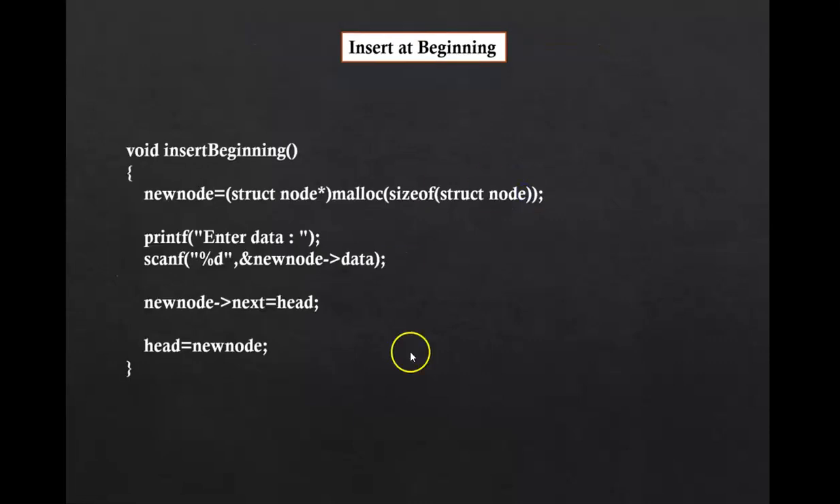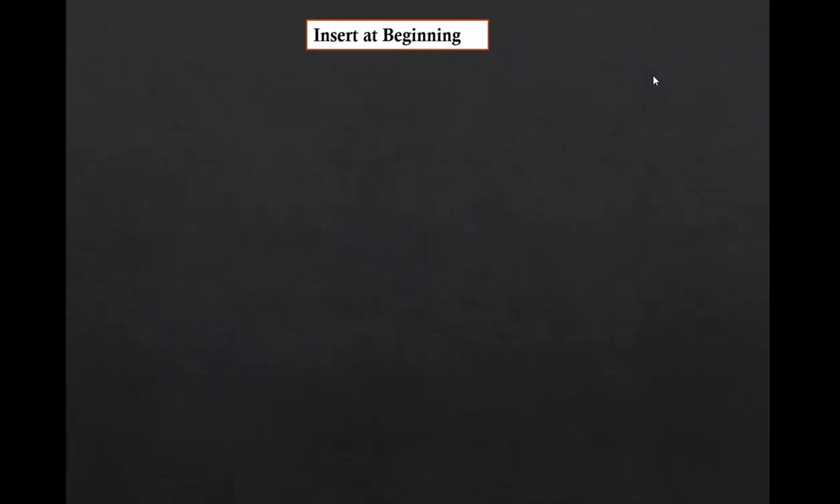Let us understand the code portion. The code for insert at the beginning is you create the node, you get the data of the node, and you say new node's next is equal to head, and now head points to the new node. So let us understand insert at the beginning better with a visual.